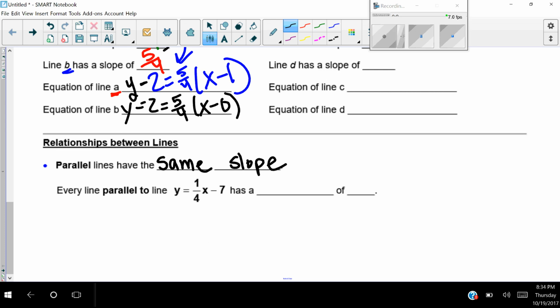Awesome. All right. Every parallel line to y equals 1/4 x minus 7 has a slope. Remember, our slope is in front of the x. So it has a slope of 1/4.